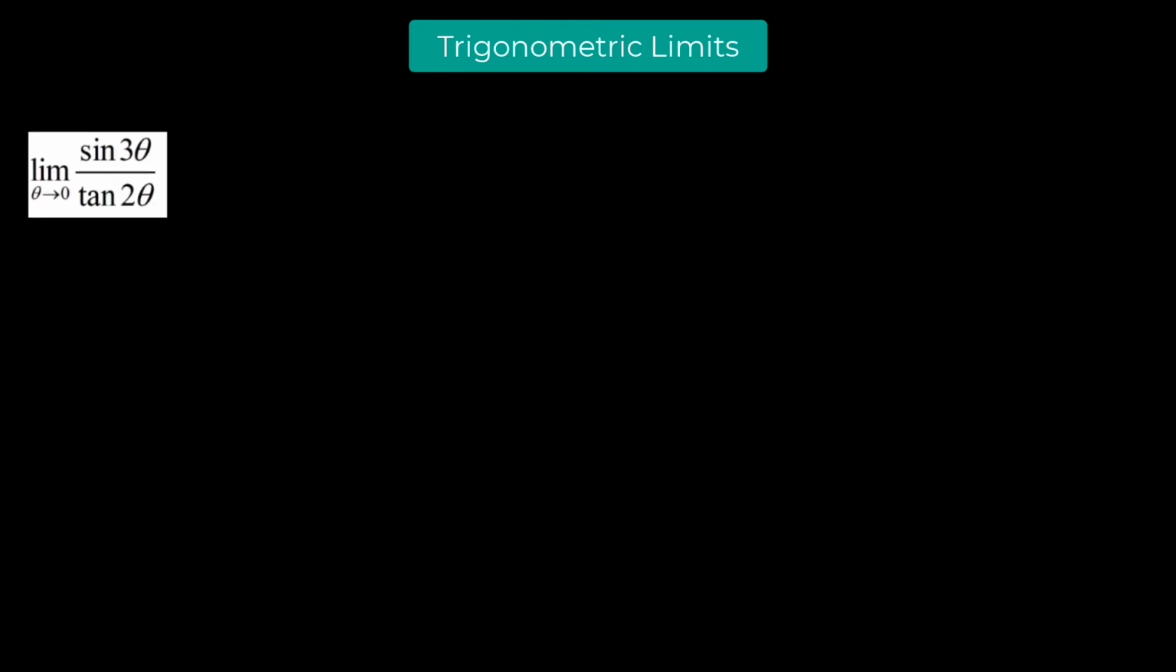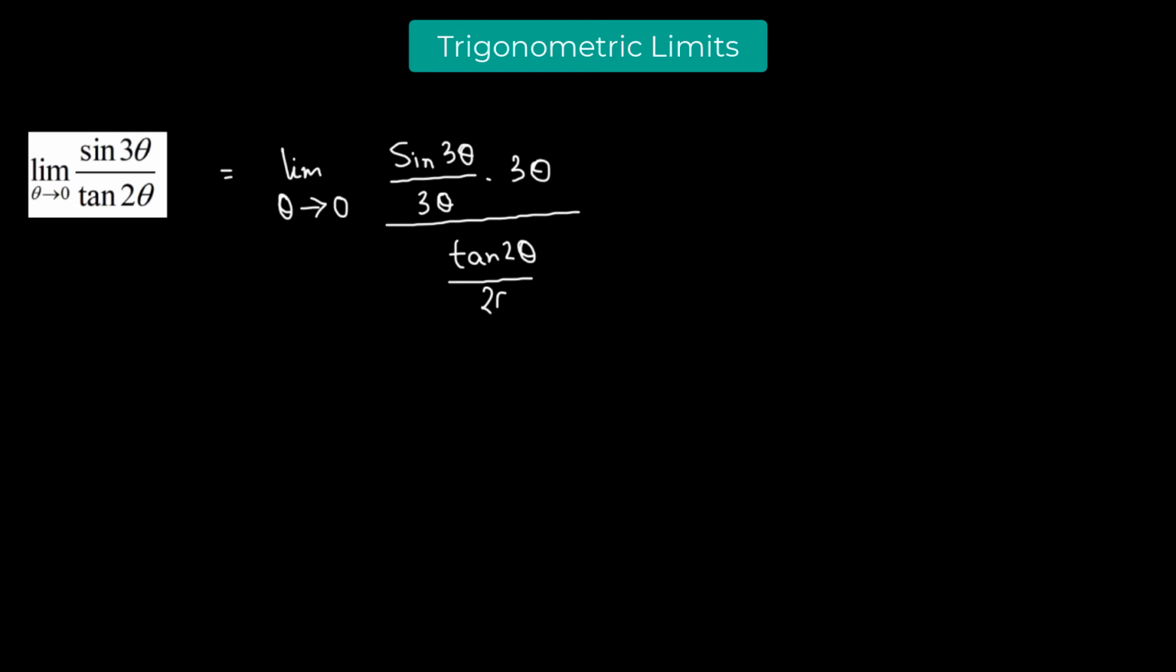So here we have the function sine 3 theta over tan 2 theta. We need to find its limiting value when theta tends to 0. So we can rewrite our given function as the limit as theta goes to 0 of sine 3 theta over 3 theta, 3 theta being an extra term, so we have to multiply by 3 theta. The whole thing is divided by tan 2 theta. So we're going to divide tan 2 theta by 2 theta and multiply it by 2 theta. This takes care of the extra 2 theta here.